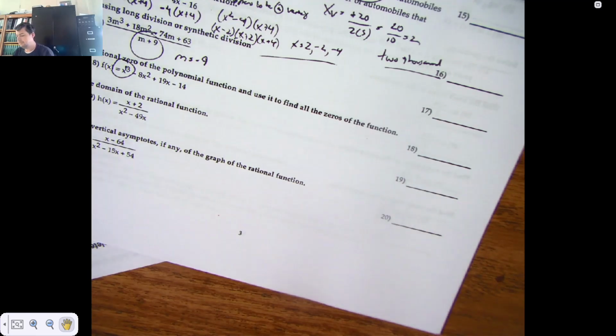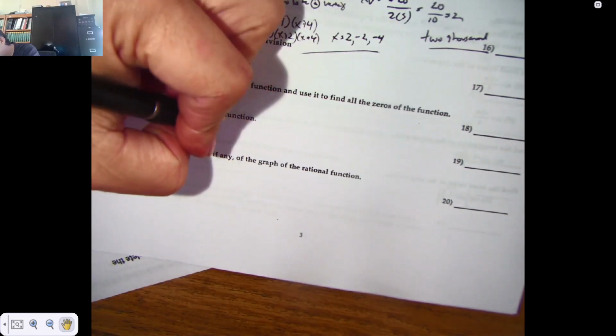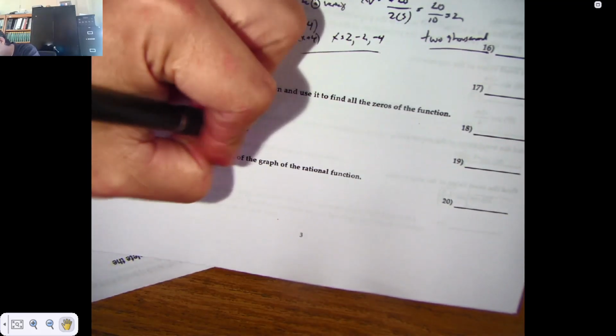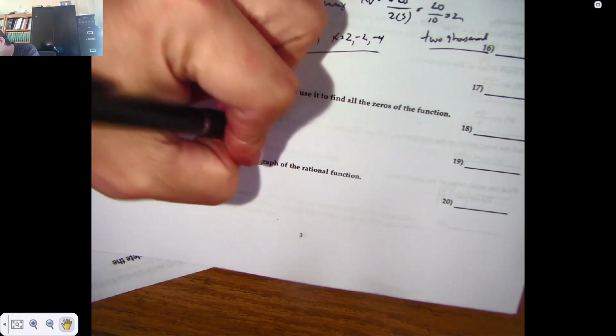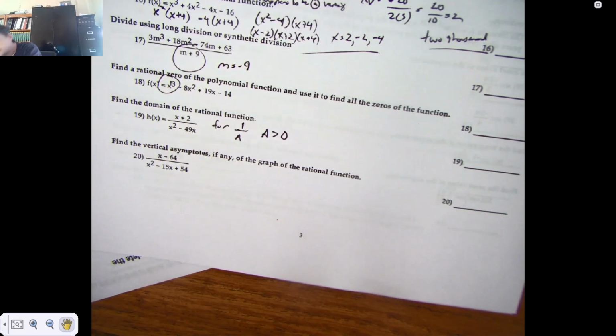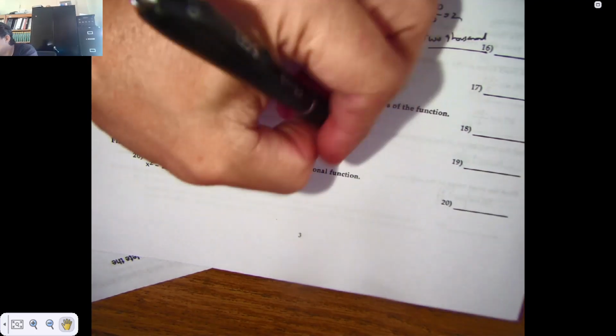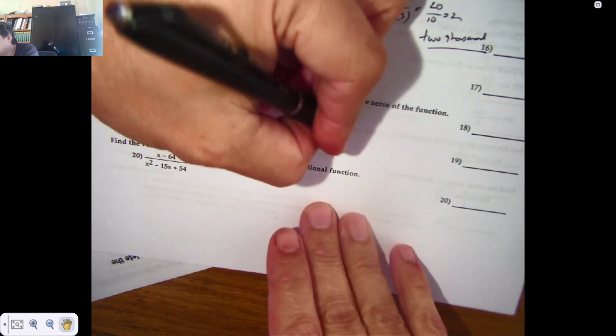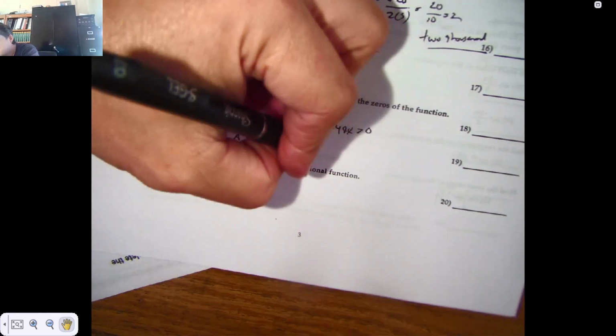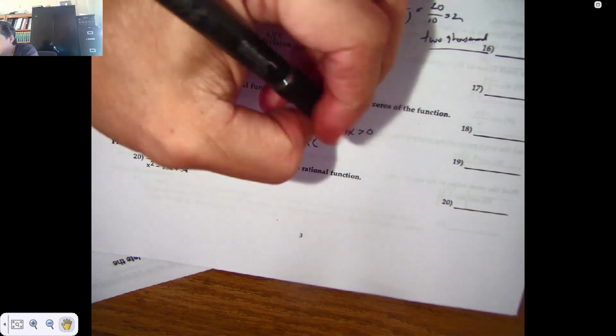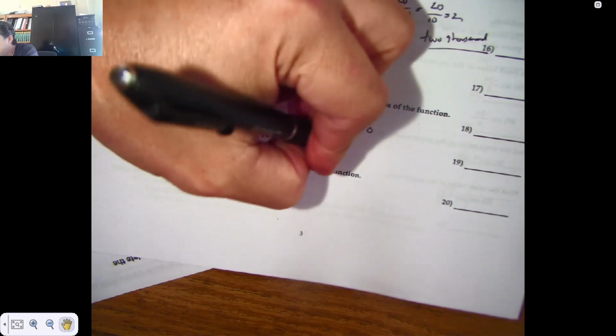Find the domain of the rational function. Really simple thing to do. For 1 over anything at all, the anything must be bigger than 0. So x squared minus 49x must be bigger than 0. I can factor that as x times x minus 49.